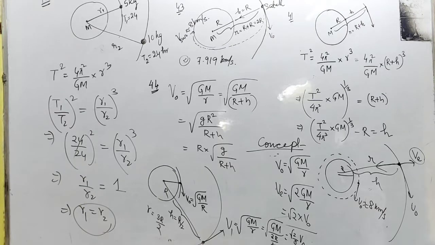Question number 48: the radii of circular orbits of two satellites A and B of the Earth are 4R and R respectively. If the speed of the satellite A is 3v, then the speed of the satellite B will be equal to what? Find out.